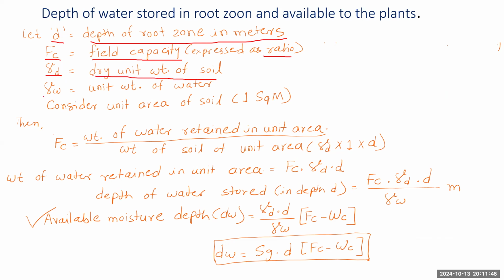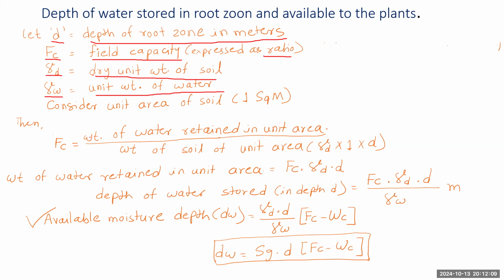And gamma W is what? It is the unit weight of water. Now consider a unit area of soil, let us say 1 square meter. In order to calculate the field capacity or the moisture content, how to calculate field capacity?